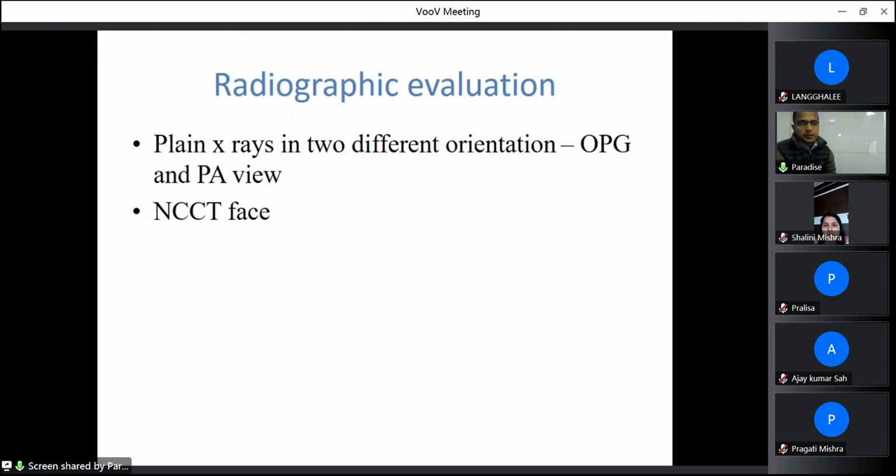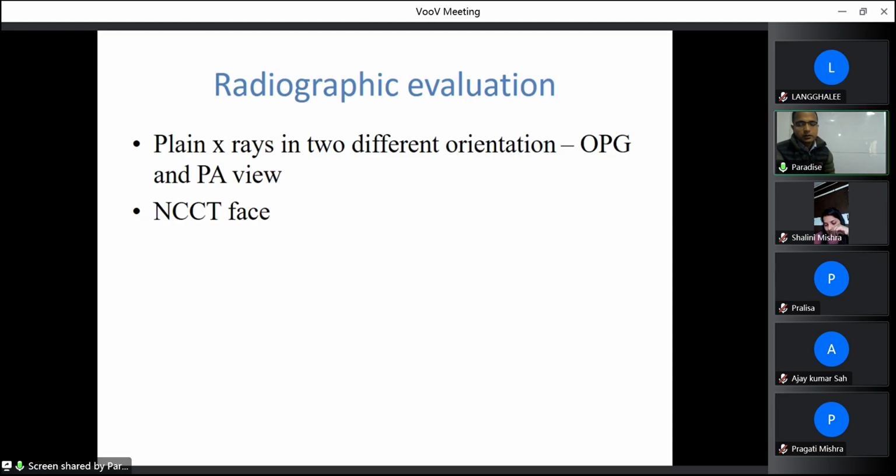Now, once you have examined the case, if you suspect there is a condylar fracture, you always have to take a radiograph. Whenever there is a mandibular fracture, you have to take two-plane radiographs perpendicular to each other. The X-rays should pass perpendicular to each other, because sometimes if the fracture is undisplaced, you may miss it. So commonly in case of condylar fracture, we advise OPG and PA view. Okay, if an NCCT scan is available, it's better to perform NCCT face.